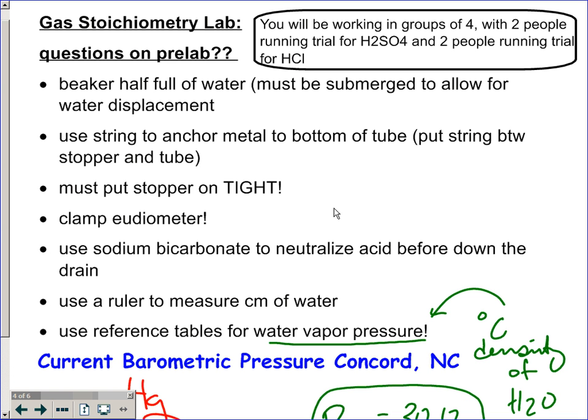Anybody else need metals? Whenever you are massing your metals, you need to know which is 1 and which is 2. Do not mix them up because they weigh different. The 1 will be for the sulfuric acid trial, and 2 will be for the H2O trial. If you need to fill up your beaker, fill up with tap water. Tap water is a precious resource.